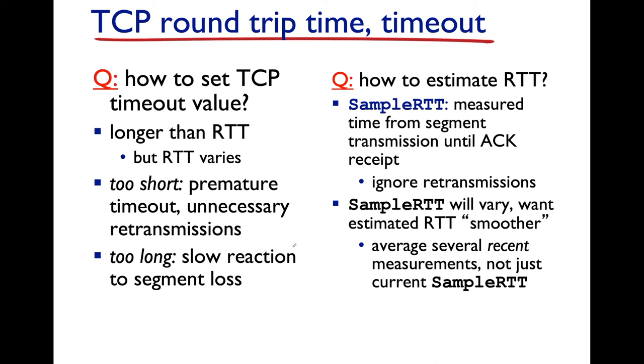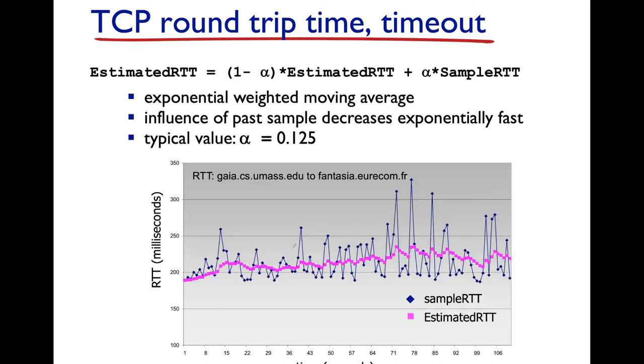You measure the amount of time that has transpired between when you transmitted the segment, L over R, and the ACK is received, and you're going to ignore retransmissions. And so the sample version is going to vary, but you can actually make it a lot more stable using some smoothing here. That smoothing is based on something called exponential weighted moving average, or EWMA. It takes your estimate and counts some amount, alpha, of the sample and some amount of the previous estimate.